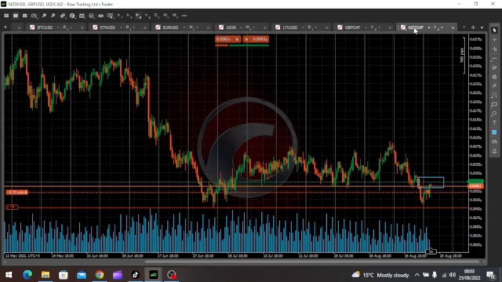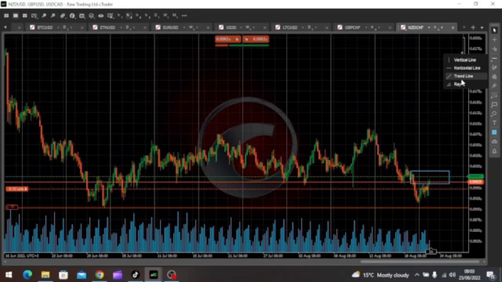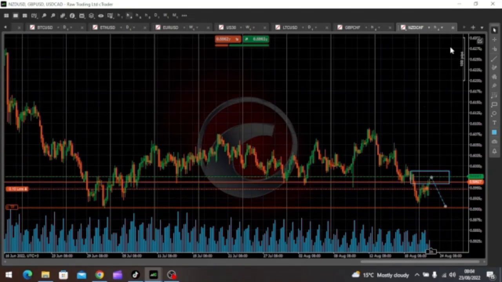Another quick setup for the week is the New Zealand Swiss franc, and as you can see, we are on the blue box, and anything from there is a good potential to sell with a take profit of 0.59043 area. That brings us to the end of our analysis on Forex related pairs.